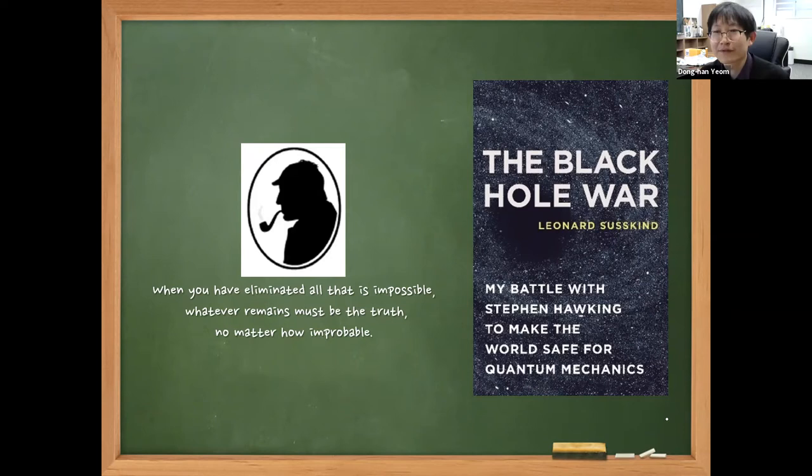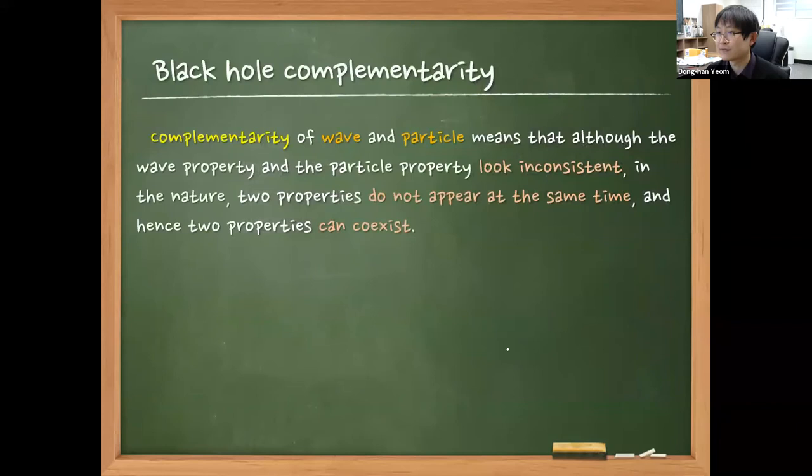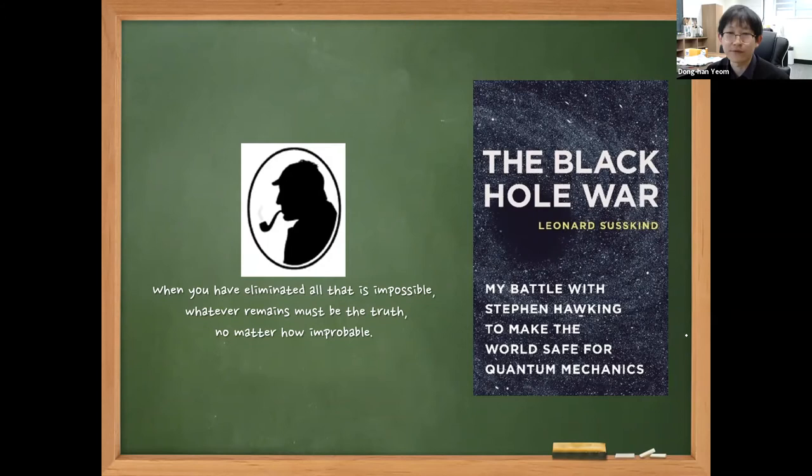This was his philosophical point of view about the information loss paradox, which was explained in this famous popular science book, The Black Hole War. The title is very interesting. It's his battle with Stephen Hawking to make the world safe for quantum mechanics. So in some sense, he saved the quantum world from the devil Stephen Hawking. I may interpret it this way, but it's a joke.